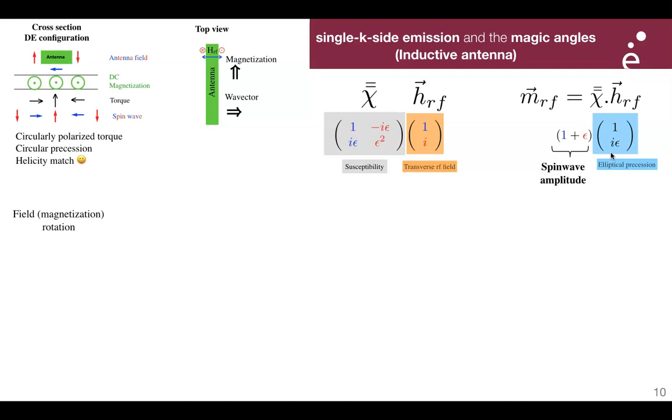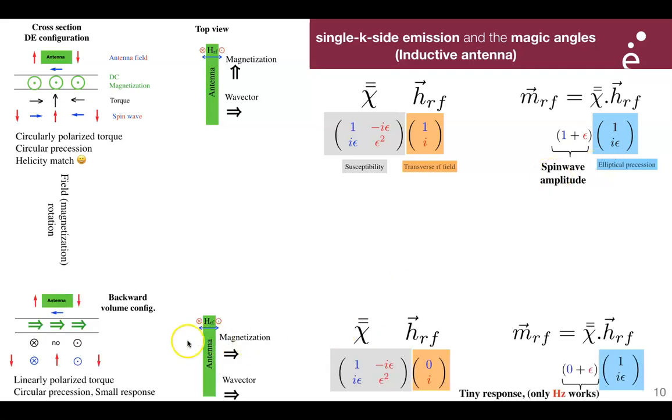Let's now go to another situation where instead of having the field in that direction, we rotate the field and we go, for instance, to the backward volume configuration, where now the magnetization is parallel to the wave vector.